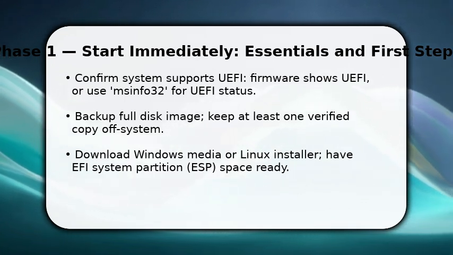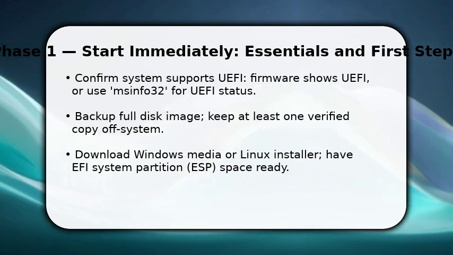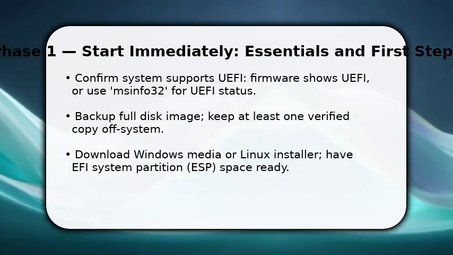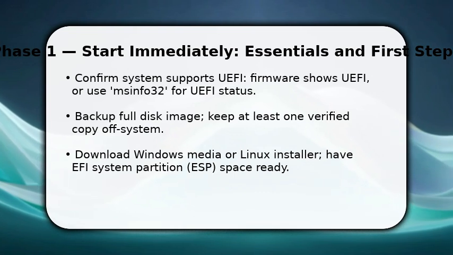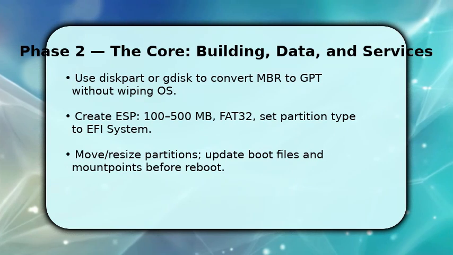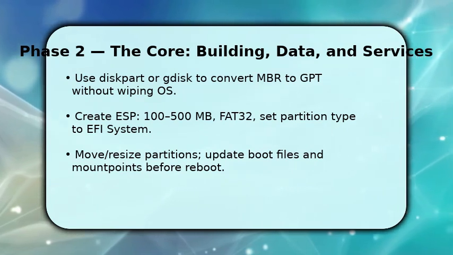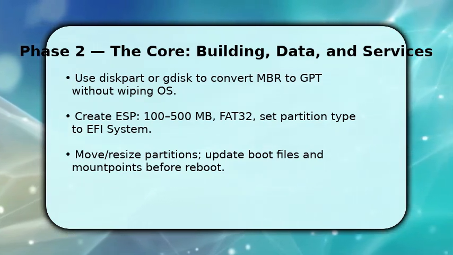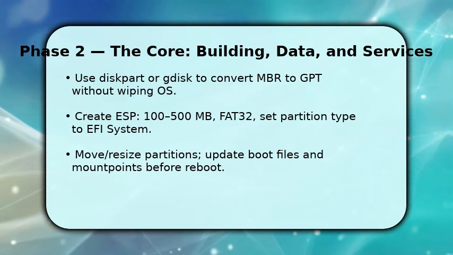Now, boot to recovery or install media and open a command prompt. You will convert partitions without rebuilding the OS, so proceed step by step and stay focused. You now perform the core conversion. Use diskpart on Windows or gdisk on other systems to convert MBR to GPT.